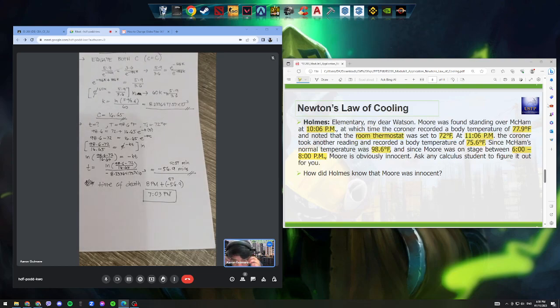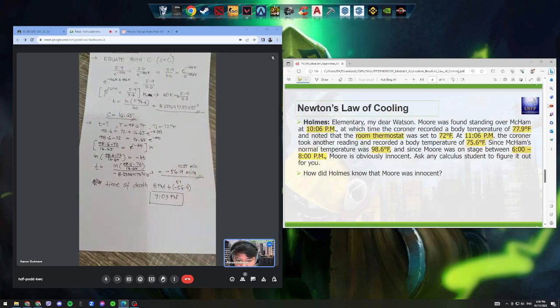I hope you understood. Our goal here is to get the time, how many minutes. Actually, let me restate this. The body temperature recorded at 10 was 77.9. It's not from 10 p.m.; I misspoke earlier. It is from 8 p.m. Our time at zero is 8 p.m.